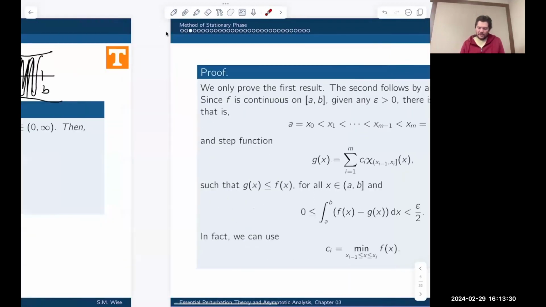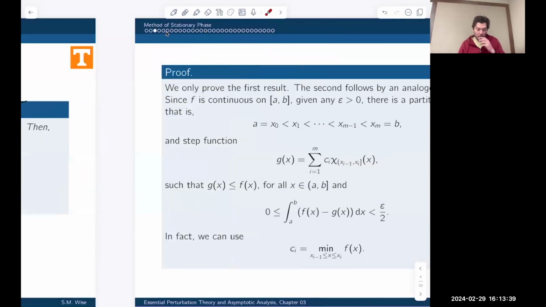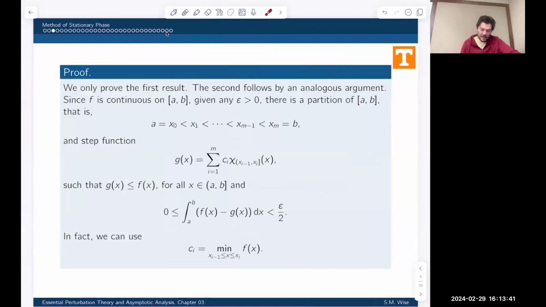So we only have to prove the first result because the second one is going to be more or less the same thing. Okay, remember cosine is just a shifted sine wave. So if f is continuous on an interval, what do we know about that function? Well, first of all, it's an integrable function. Every continuous function can be integrated, right? This is just some finite value.